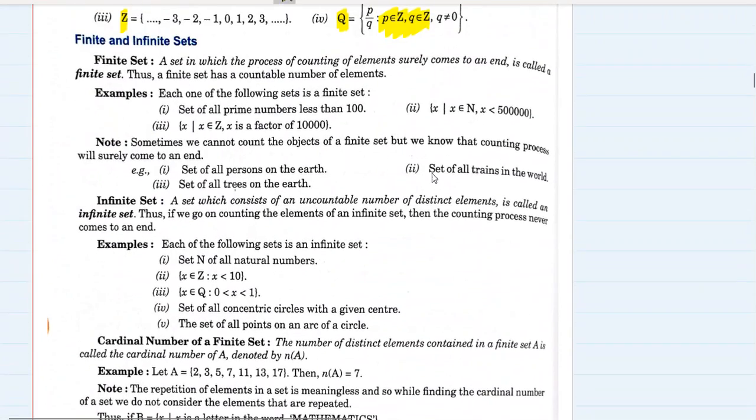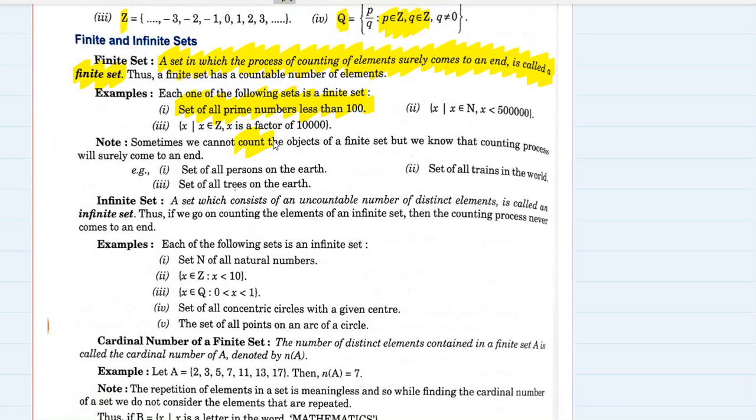Then I told you about finite and infinite sets also. A set in which the process of counting of elements surely comes to an end is called a finite set. That means a finite set has a countable number of elements. For example, the set of all prime numbers less than 10, less than 100, is a finite set. These all are examples of finite sets, but this is written in set builder form: x such that x belongs to natural numbers and x is smaller than 50 lakh. Of course, it's a finite set.